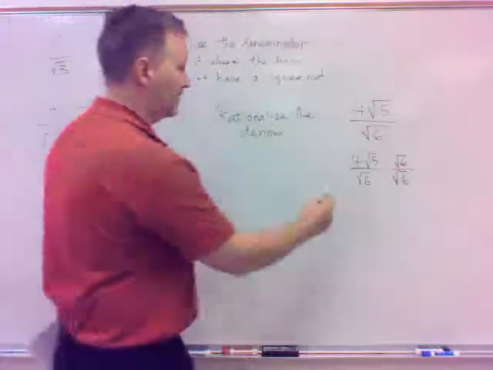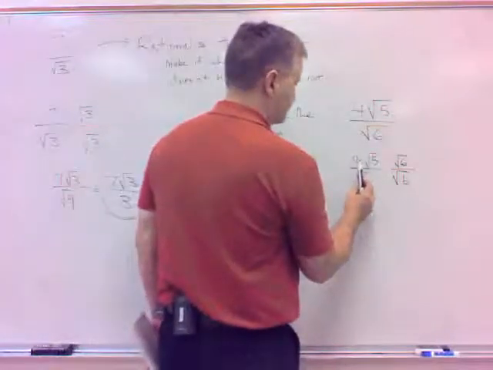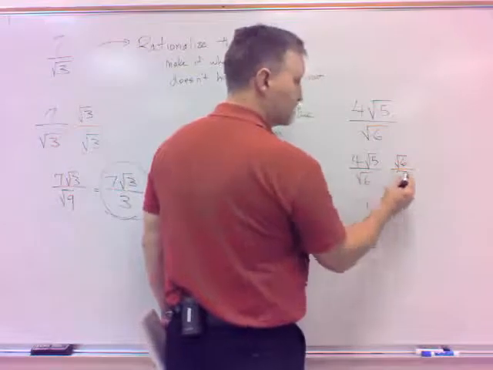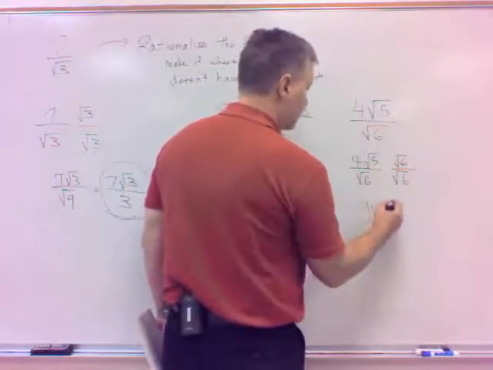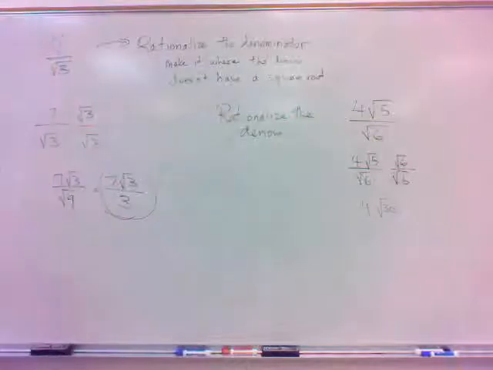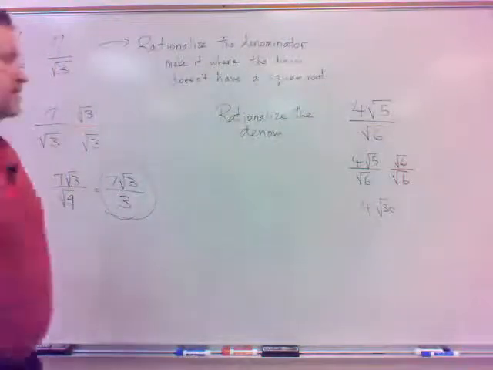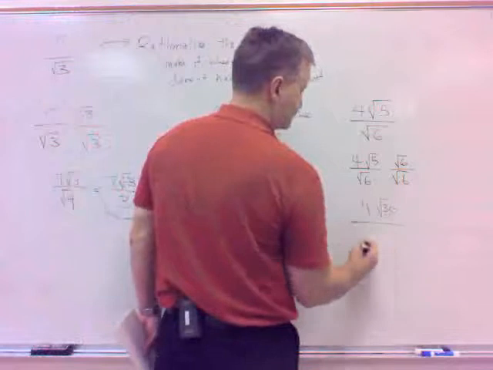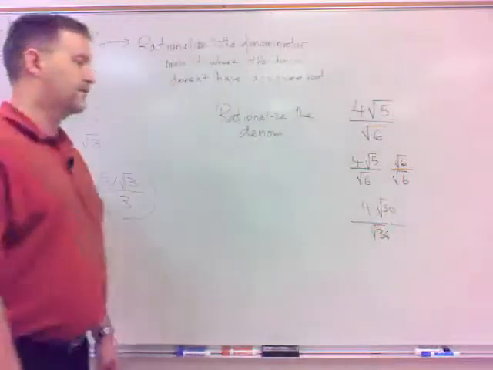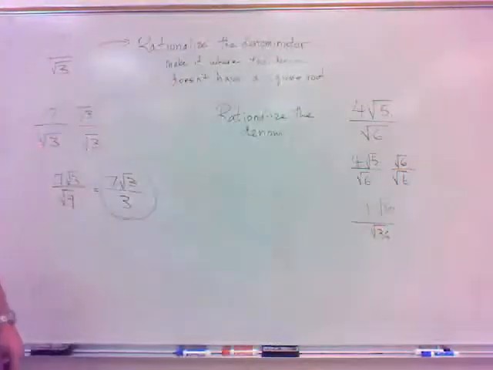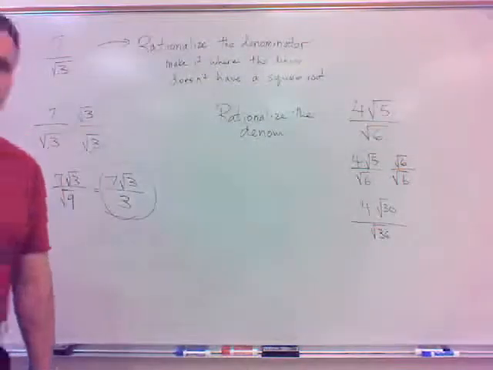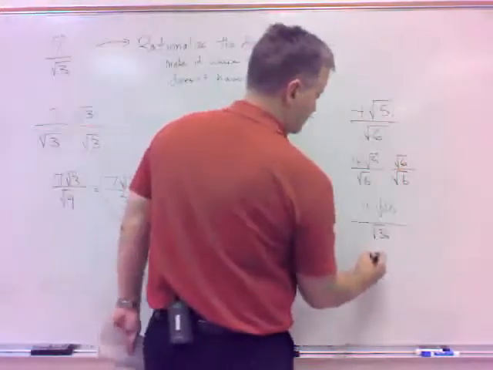What does that give me? Well, on top, what does that give me on top? 4 square root of 30, okay? Yeah, because I can combine the 6 and the 5 square roots there. And then on the bottom, square root of 36. So I've got 4 square root of 30 over square root of 36, but just like previously, the square root of 36 is a nice square root. It's 6.